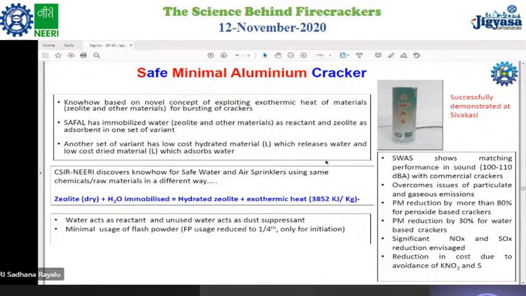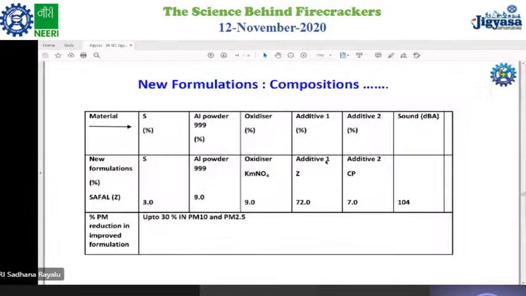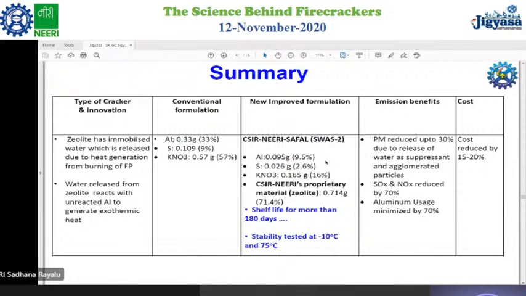Now, this is another category which is SAFAL, that is safe minimal aluminum cracker. I will not go much into the details. Those who are interested can definitely get back to me. Here again, we were able to reduce by 30%. And in this, you can see that there is a significant reduction again in the different kinds of chemicals which were being put into use in the conventional formulations as against the improved formulation.